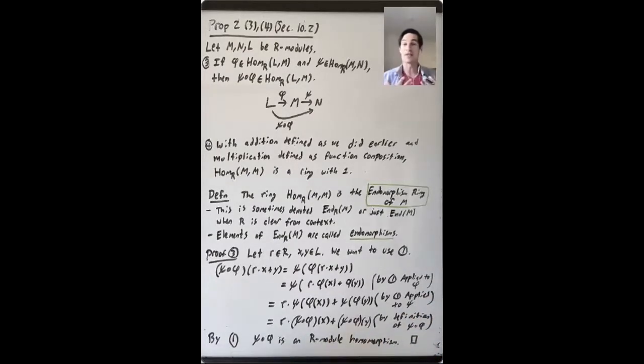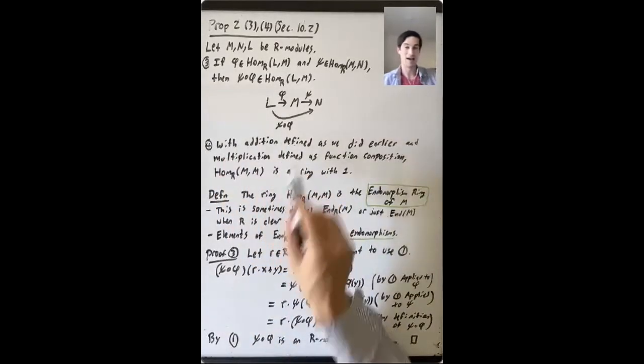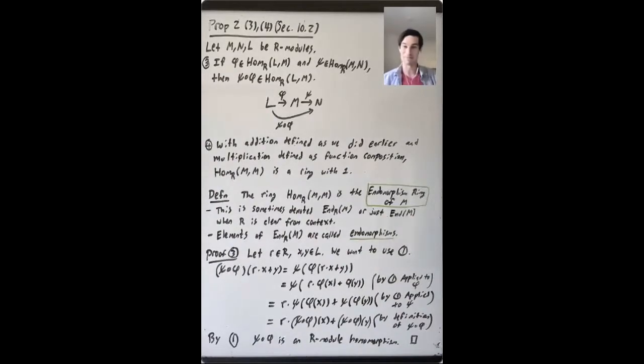I'll point out you don't have to do it this way. You could also check that psi following phi is a group homomorphism and that psi following phi applied to r dot x is r dot psi following phi of x. So you can think through the details of that as well. Now I'll pause and erase, and I'll say something about this last part of this long proposition.